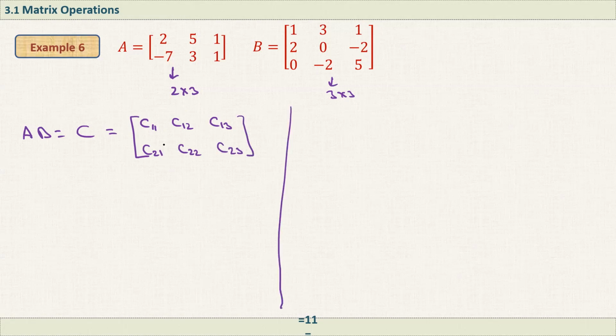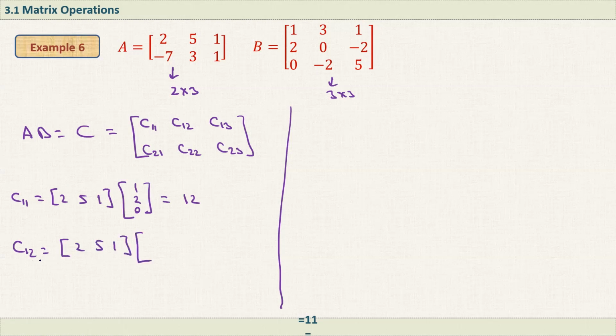Now we need to get C11. So to get C11, we need to multiply the first row by the first column. So that is 2, 5, 1 multiplied by 1, 2, 0, which is equal to 2 plus 10, that's equal to 12. And C12, that means we need to multiply the first row by the second column, right? The second column is 3, 0, negative 2, which is equal to 6, plus 0, minus 2. So here we have 4.